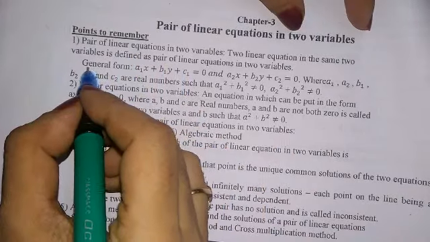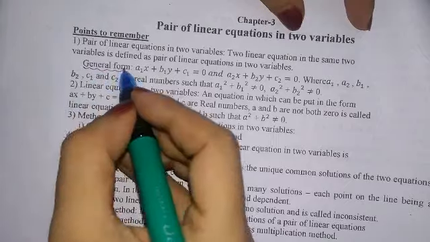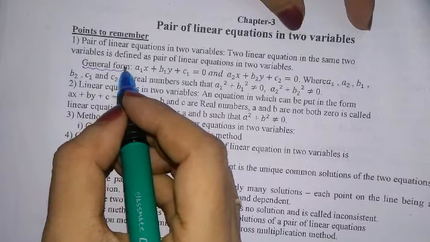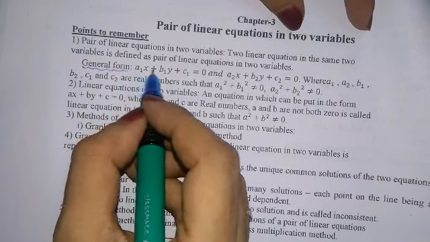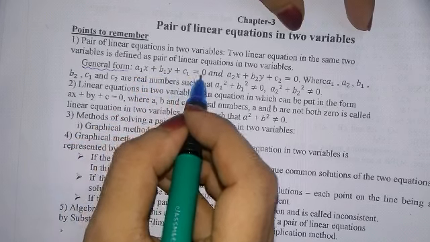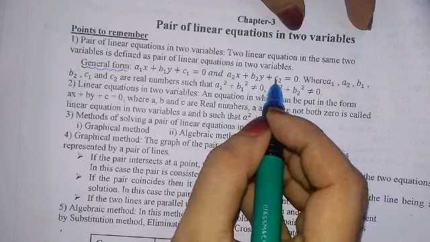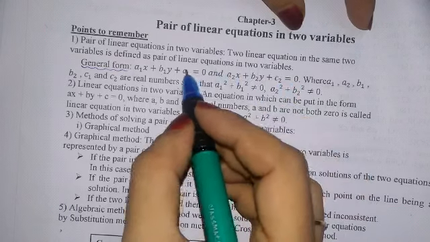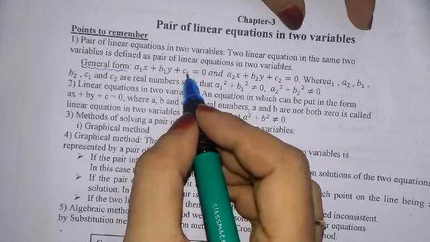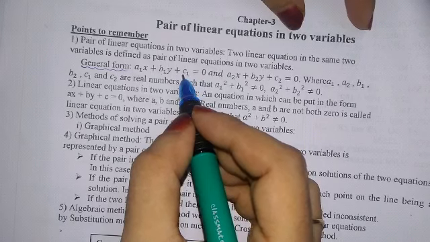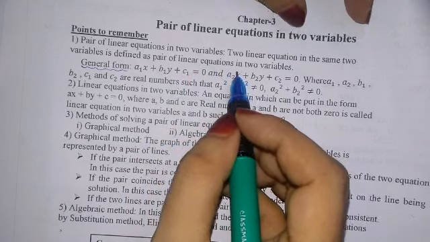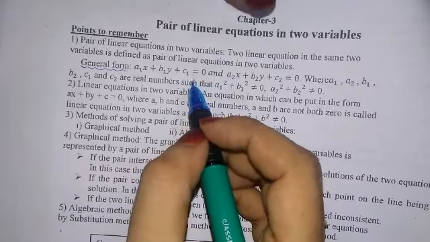Very important in this is the general form. We know that the general form of a pair of linear equations is a1x plus b1y plus c1 equal to 0 and a2x plus b2y plus c2 equals 0. They may ask you a question for 1 mark: write the general form of pair of linear equations. So this is about the general form.